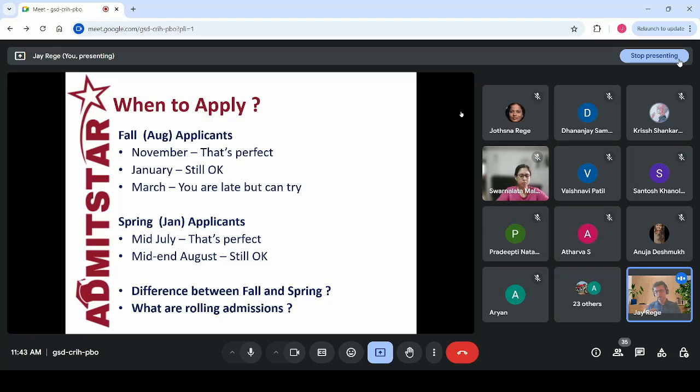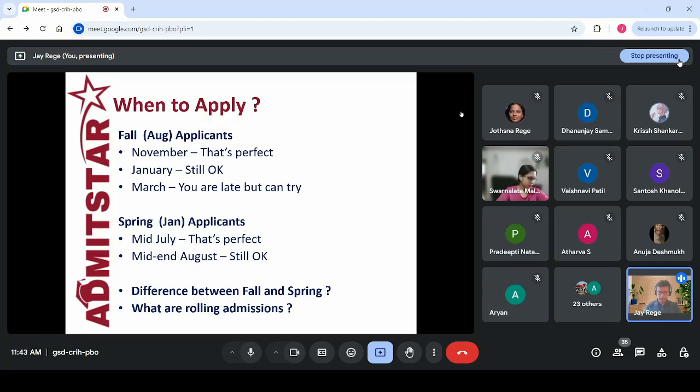So for universities which have multiple deadlines, I would suggest applying in the first round. Or maybe the second round is also okay, assuming that there are no more rounds. Even if there are third and fourth rounds, I would say first or second rounds are okay. But where there is rolling admission, apply early.